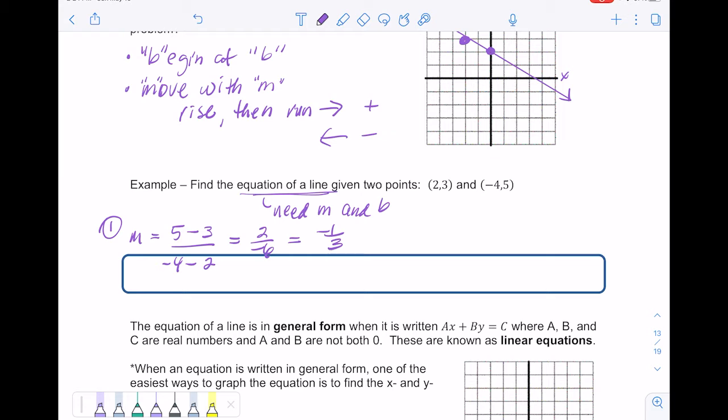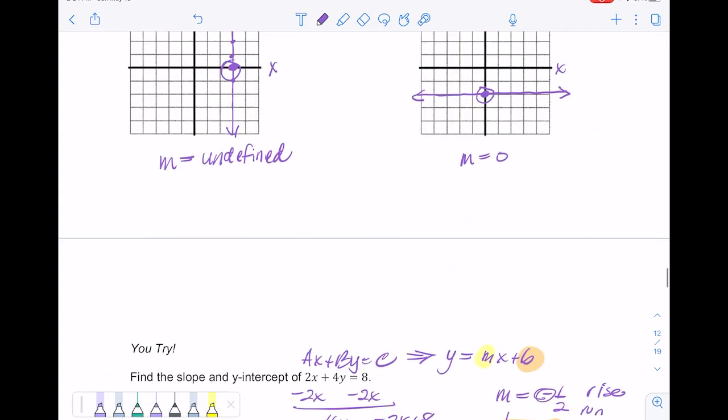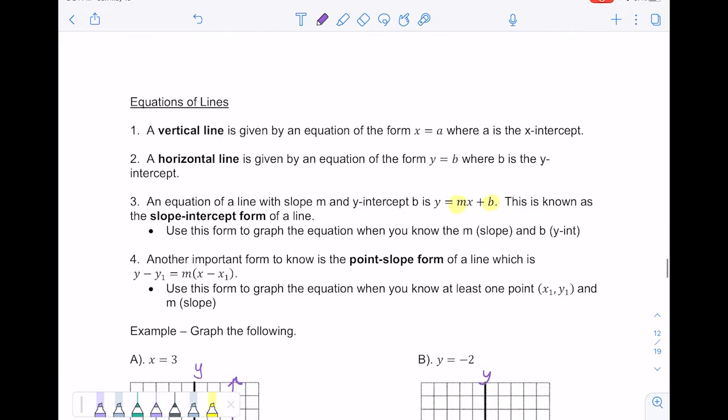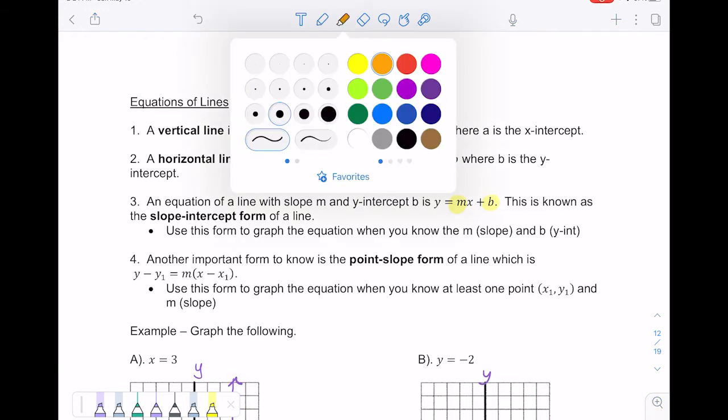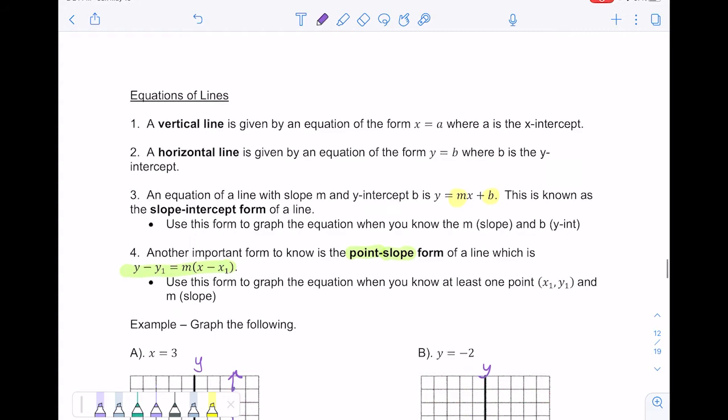The next thing I need to do is find b. There's a couple ways you could do that. You could plug numbers into y equals mx plus b, or you can use another type of equation, which is the point slope formula. We use that when we have a slope, which we just found, and one point that we could plug in. And then we can work backwards to write our equation in slope-intercept form.